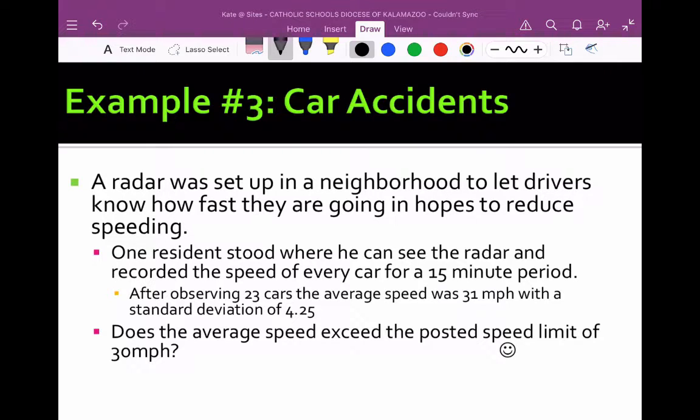Now, in this case, they're not actually asking us to do an interval here. They're just asking, does this speed exceed the posted speed limit? So what we're going to do is run a test. Before we can run the test, we need to state what type of test we're going to do, check our assumptions and conditions, then do the mechanics, and then give our conclusion.